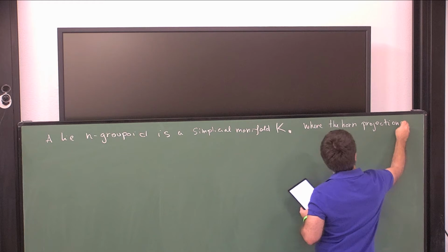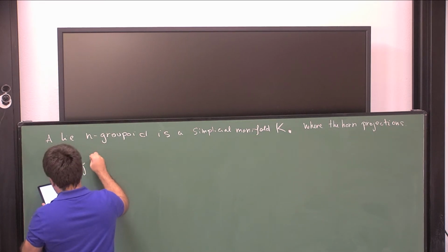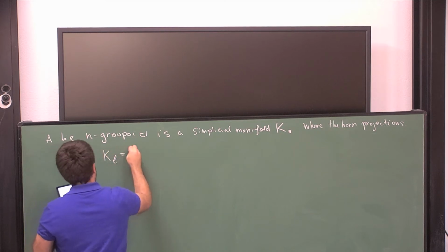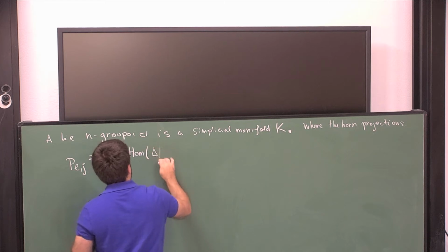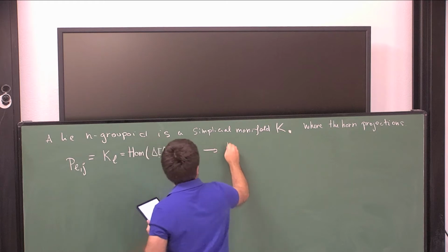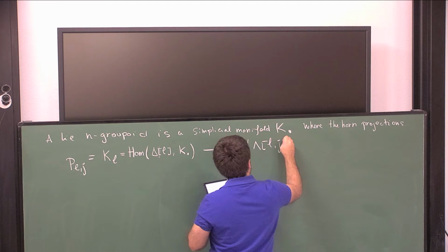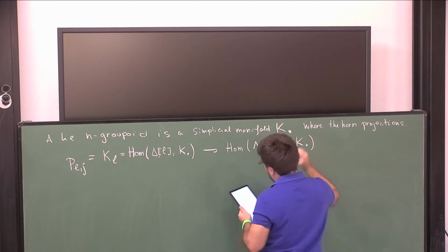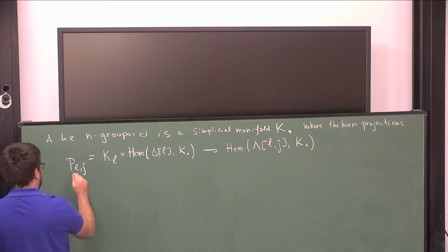And what are the horn projections? The horn projections are these maps p_{l,j}, from X_l, which I can identify as maps from my simplicial l-simplex into my simplicial manifold, to the hom of Λ^l_j into my simplicial manifold. And the condition for my simplicial manifold to be a Lie n-groupoid is that these horn projections are surjective submersions.